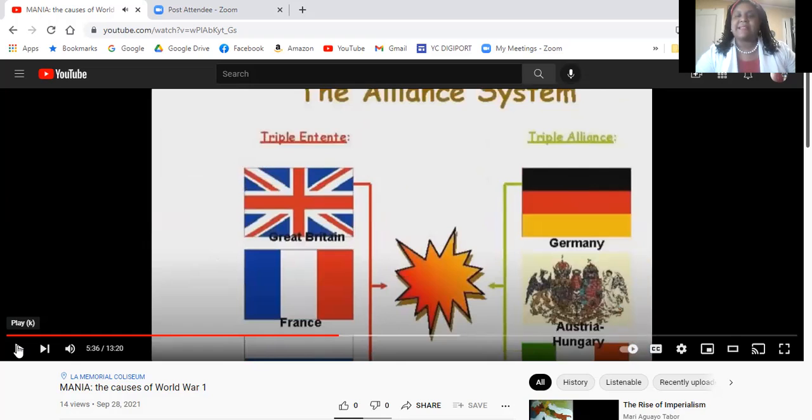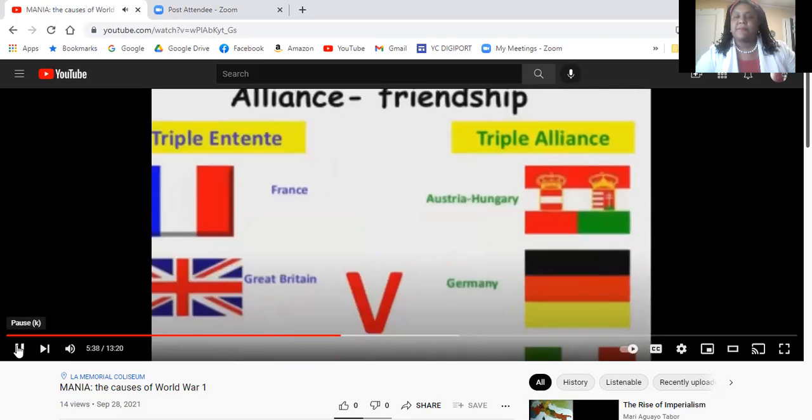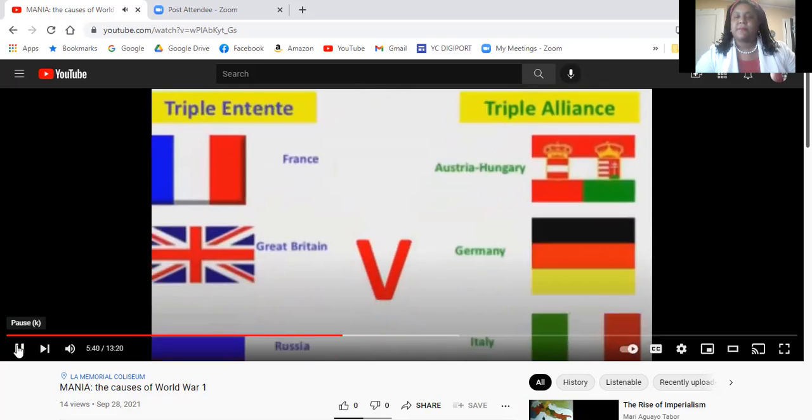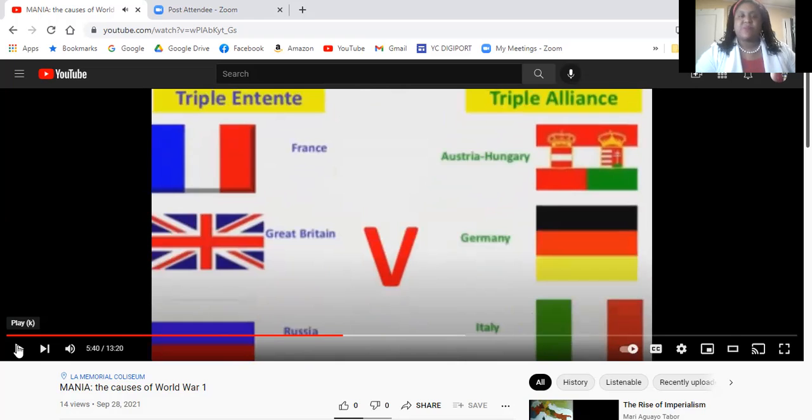Okay, so the alliance system was made up of these countries. So for the Triple Entente, we have Great Britain, France, and Russia. And then for the Triple Alliance, we have Germany, Austria-Hungary, and Italy. Okay, so once again, the Triple Entente was France, Great Britain, and Russia. And the Triple Alliance was Austria-Hungary, Germany, and Italy.